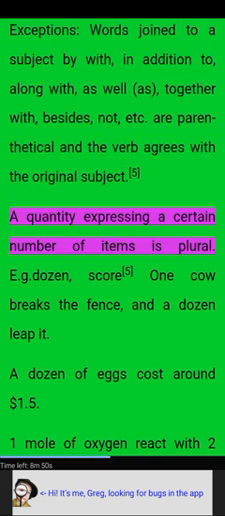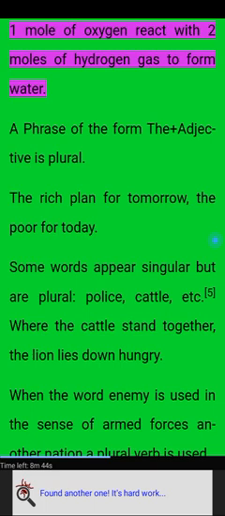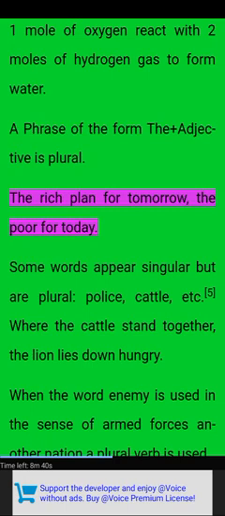A quantity expressing a certain number of items is plural, e.g. dozen, score. E.g. One cow breaks the fence, and a dozen leap it. A dozen eggs cost around $1.50. 1 mole of oxygen reacts with 2 moles of hydrogen gas to form water. A phrase of the form the plus adjective is plural. The rich plan for tomorrow, the poor for today.